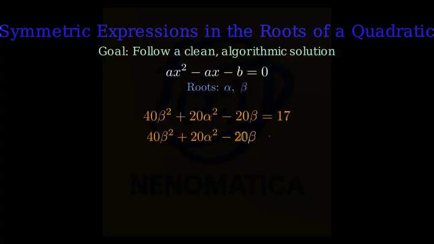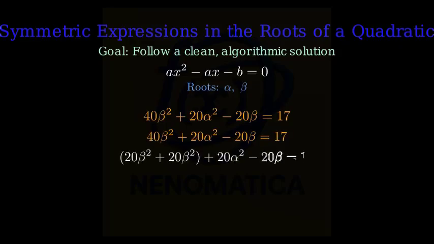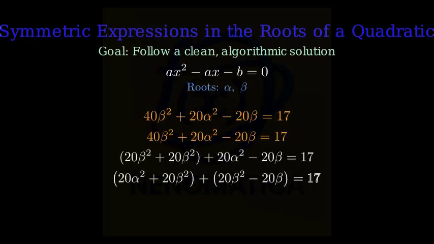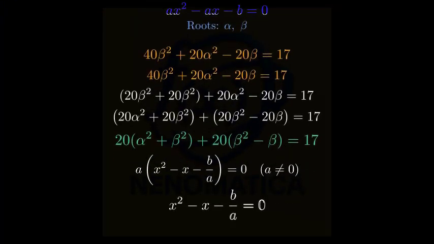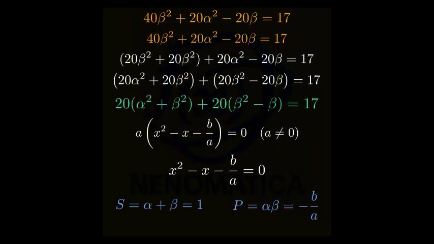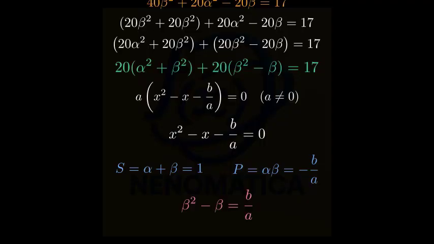Step 1. We rewrite the left-hand side so that alpha squared plus beta squared and beta squared minus beta naturally appear. Watch the grouping. Step 2. We normalize the quadratic by dividing both sides by a, which is not 0. That gives x squared minus x minus b over a equals 0. Therefore, the sum of the roots s equals 1, and the product p equals negative b over a. Also, because any root satisfies the equation, for beta, we have beta squared minus beta equals b over a.